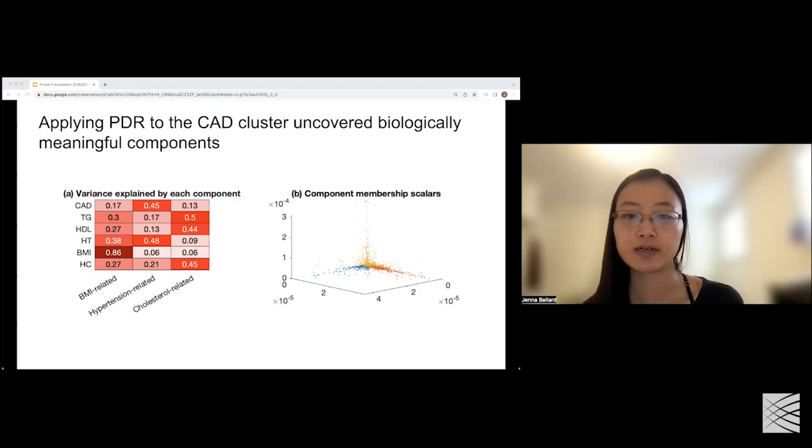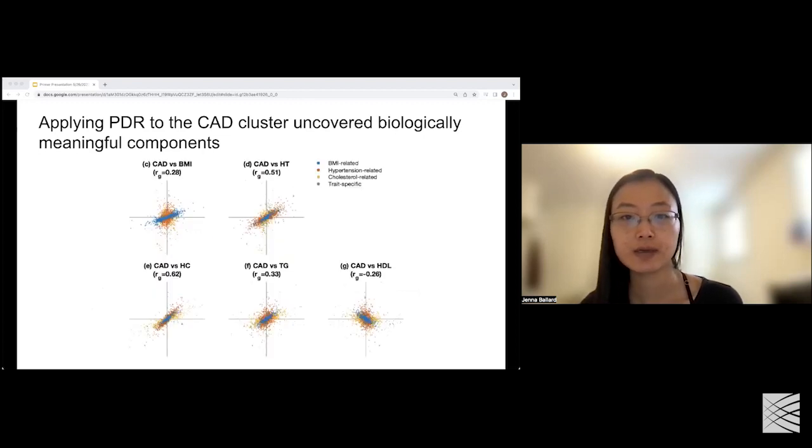Looking at the posterior scalars, which indicate membership in each component, we found that most SNPs belong to a single component, as shown in panel B, where most SNPs lie along the axes. Here we can see scatter plots of SNP effect sizes on some of the trait pairs. SNPs are colored by their membership in one of the 3 pleiotropic components or a trait-specific component. For visualization purposes, SNPs were assigned to a single component here.